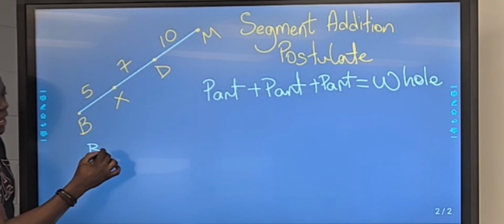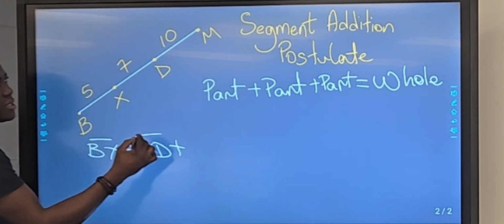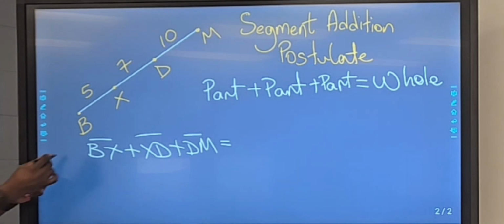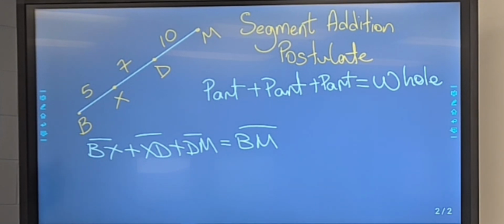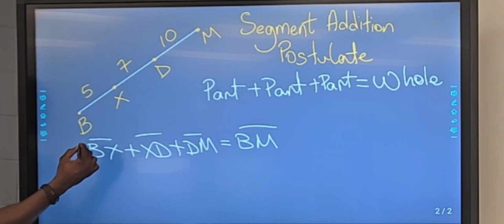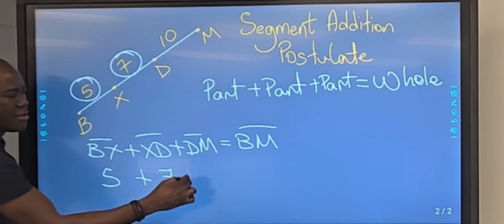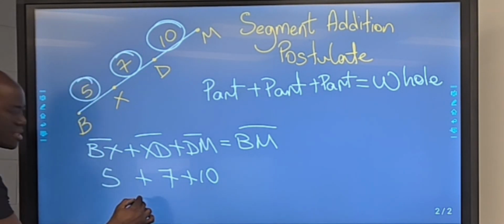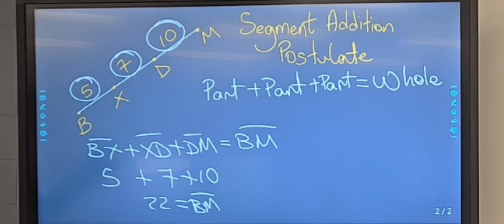So basically we're suggesting that BX plus XD plus DM, if you add them together, you will get from B all the way to N. Take a look. That's what we're saying. These 3 pieces give the entire distance. Right, James? So in terms of the numbers, 5 plus 7 plus 10 will give us the entire length, and this is 22, which is BN. That's what all of this is about, the idea.